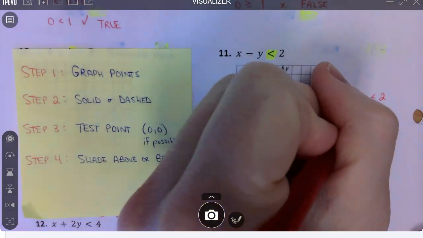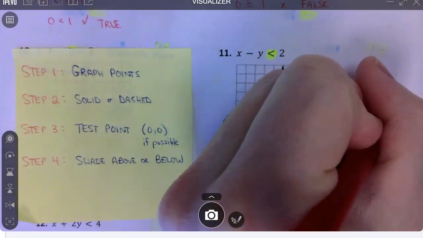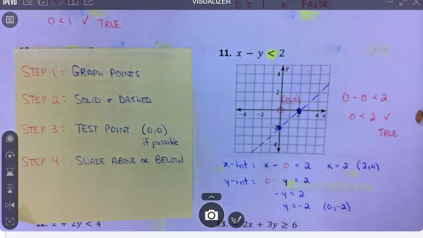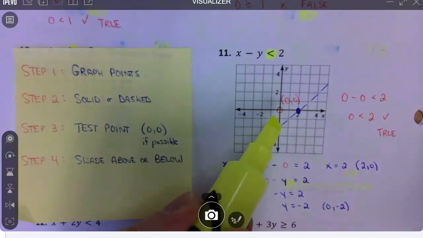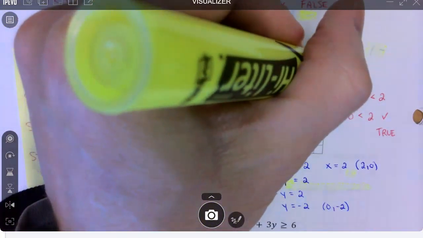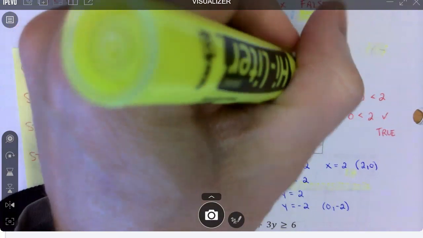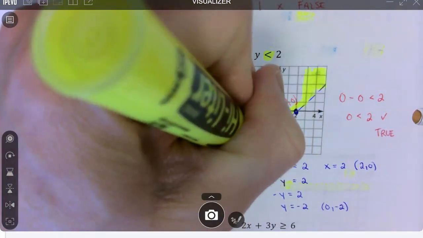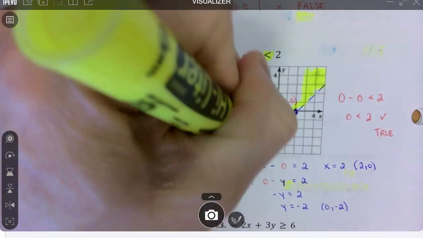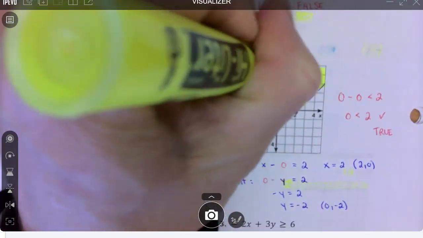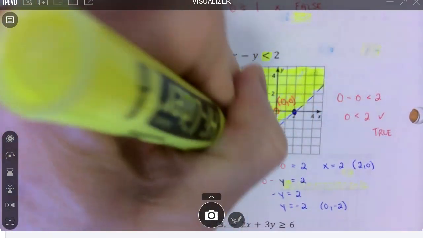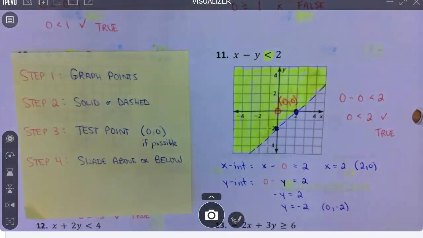Well, 0 minus 0 is 0. Is 0 less than 2? Yes, it is. That's a true statement. So my solutions, all the possible points that make this inequality true, are where the region of the graph where 0, 0 does occur because it was true. So that means everything above the line works. So all that area are the solutions to this system of inequalities.